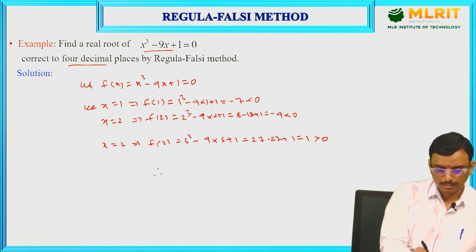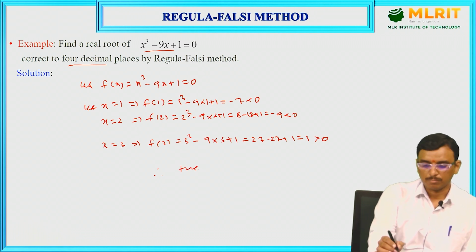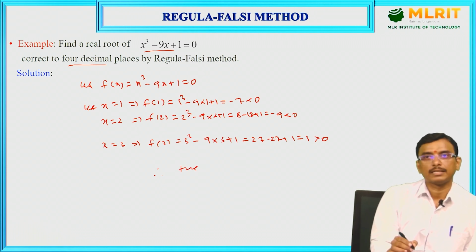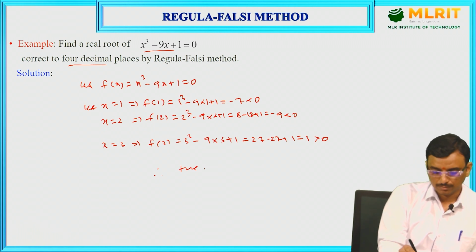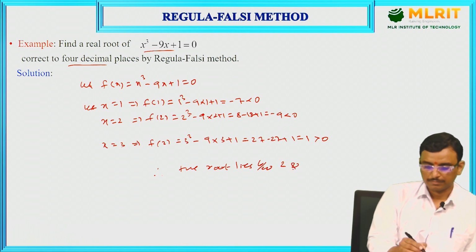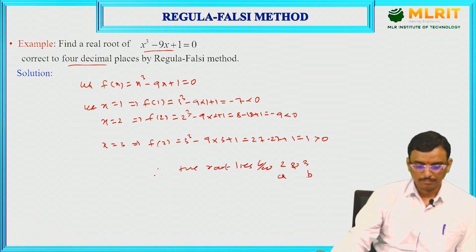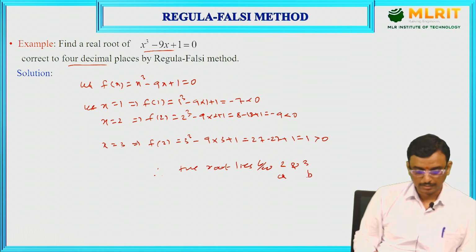And therefore the root lies between opposite signs, opposite values. So based on the intermediate value theorem, the root lies between 2 and 3, because f(2) and f(3) have opposite signs. So we take this as a and this as b. Now we will continue with this through the table.